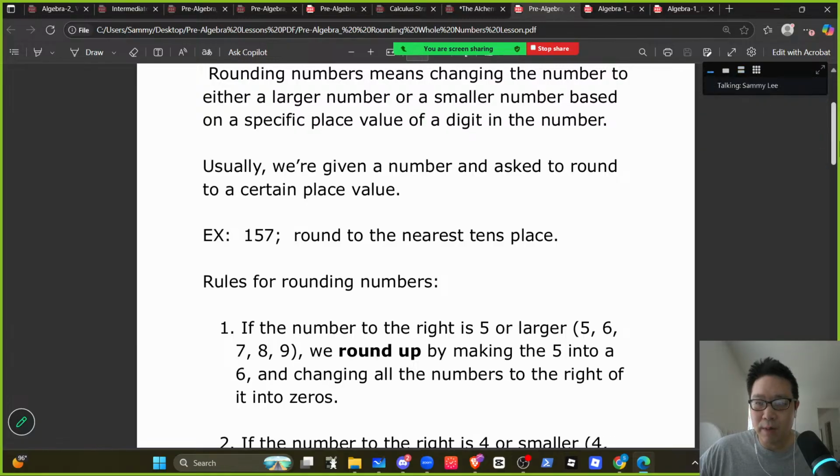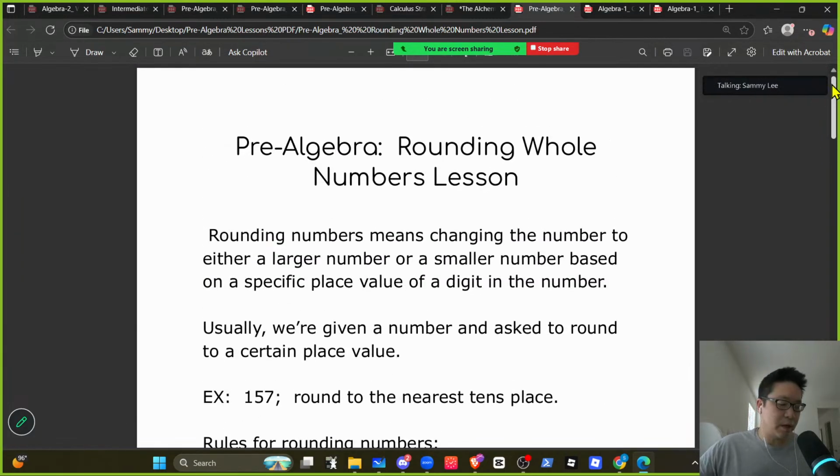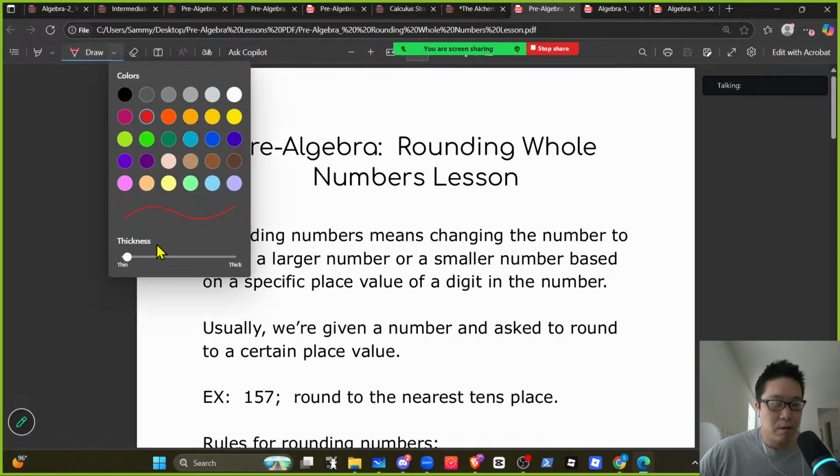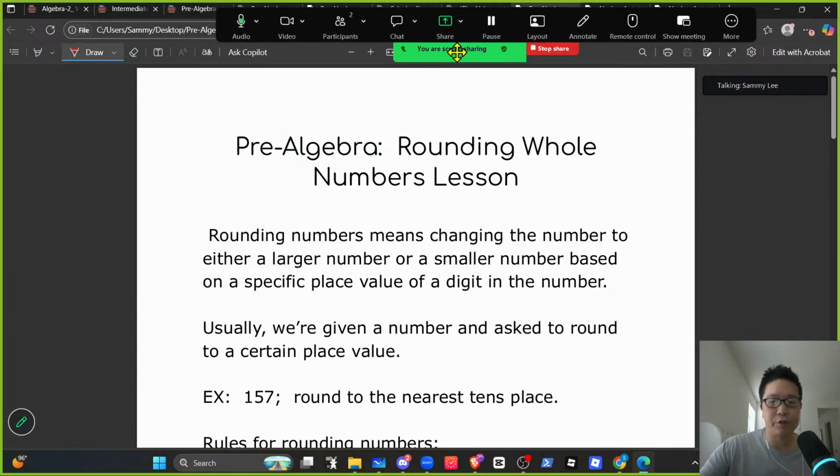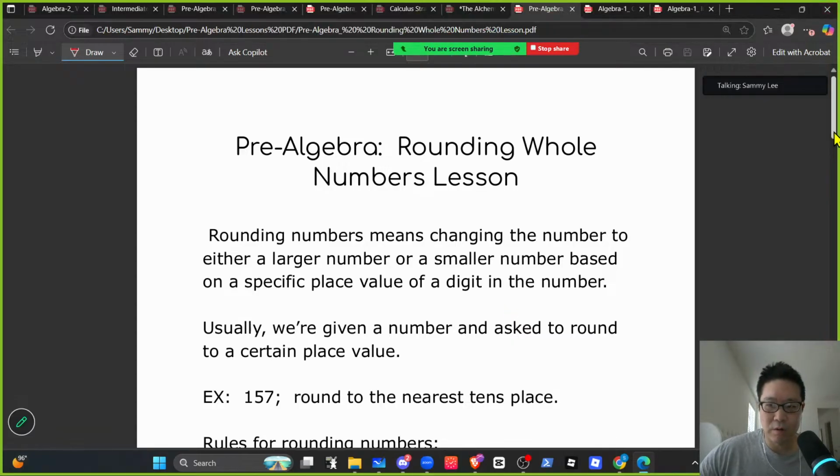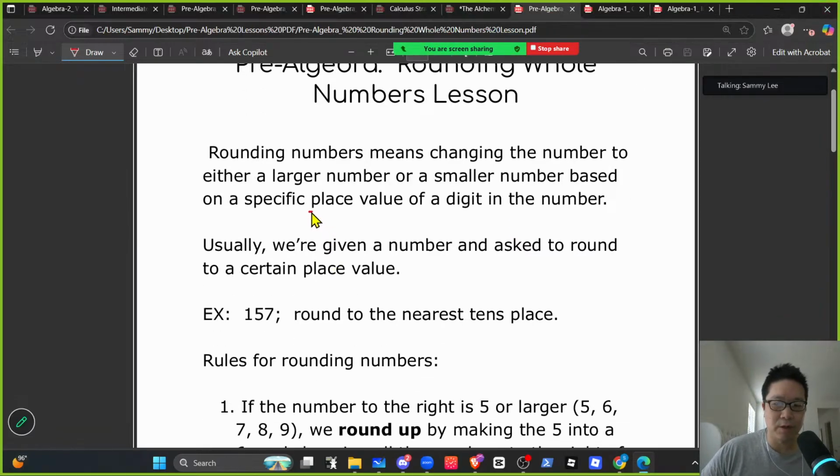Today we are going to learn about rounding numbers. Rounding numbers just means changing the number to either a larger number or a smaller number based on a specific place value of the digit in the number. We're already familiar with the idea of place value, and now we're just going to round numbers based on place value.